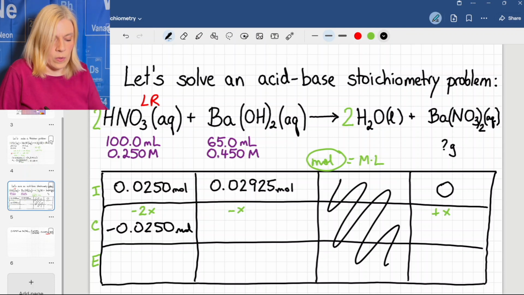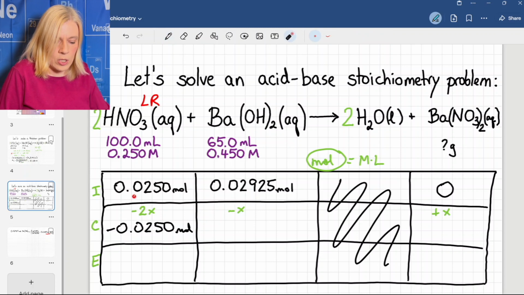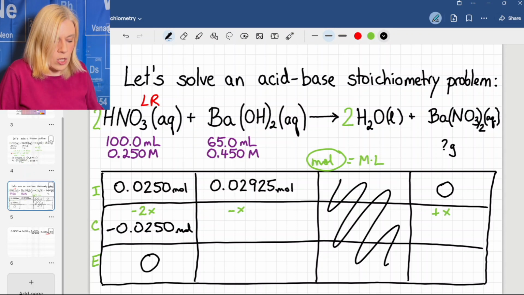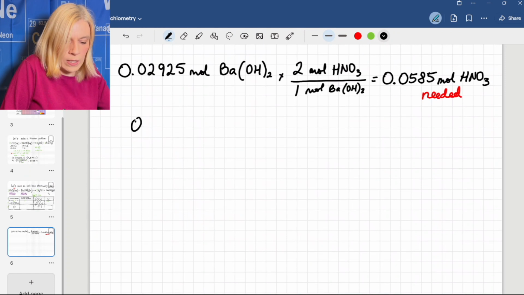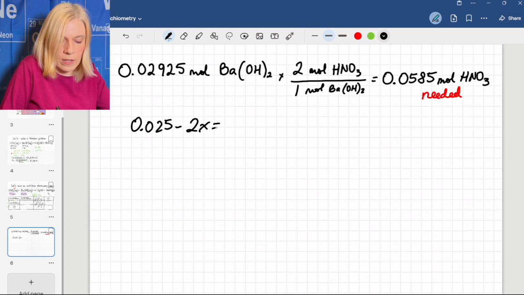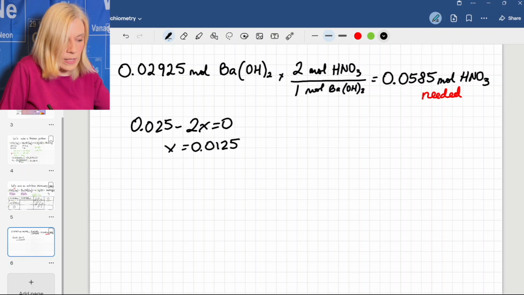Yes? Now, this is 2x, yes? Because look at this. This number minus 2x, by definition of limiting reactant, has to be 0. It has to be. So if I do this quickly, just to show you, 0.025 minus 2x equals 0, x has to equal 0.0125. Yes, this is what my x is.